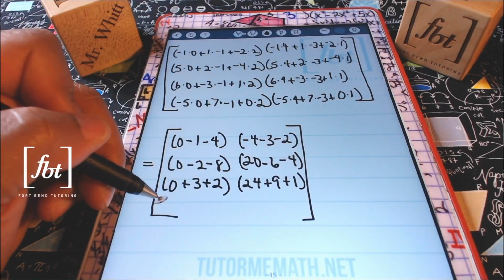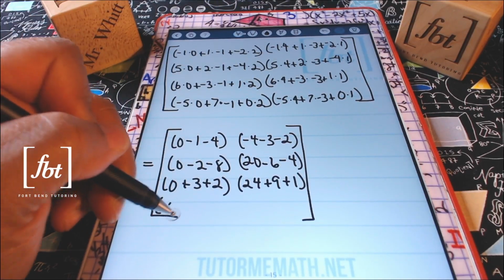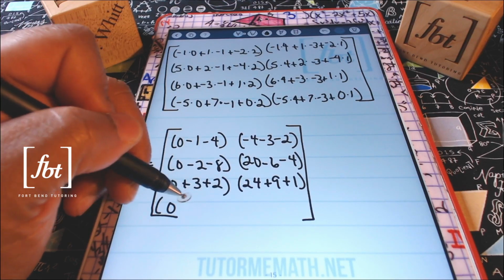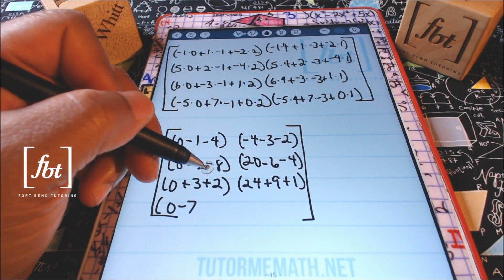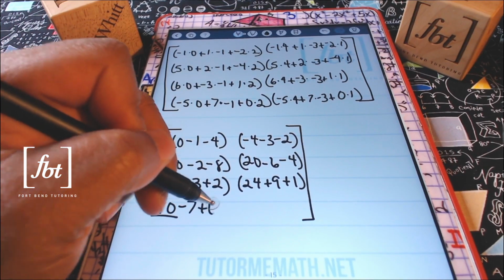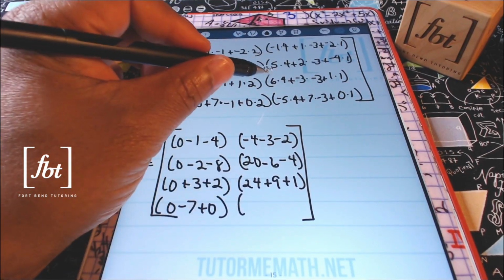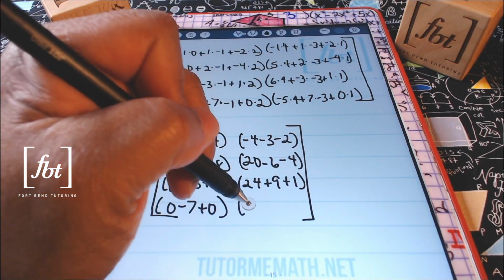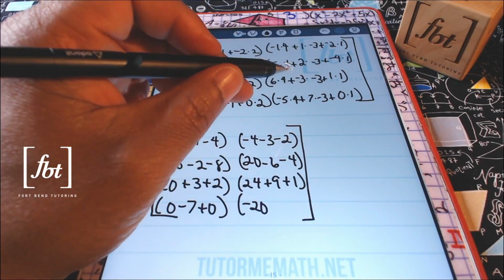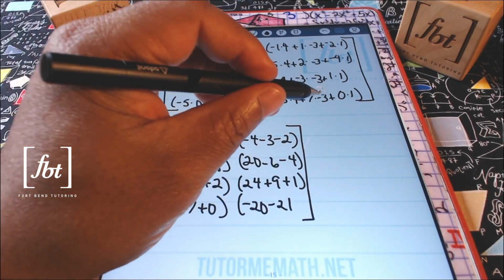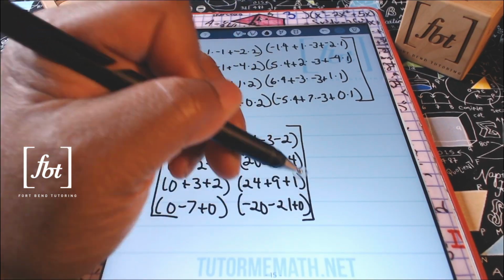Then for the fourth row, you have negative 5 times 0 is 0. 7 times negative 1 is negative 7. 0 times 2 is 0. And now you'll have negative 5 times 4 gives you negative 20. 7 times negative 3 is negative 21. And 0 times 1 is 0.